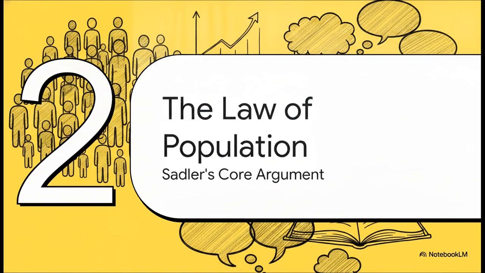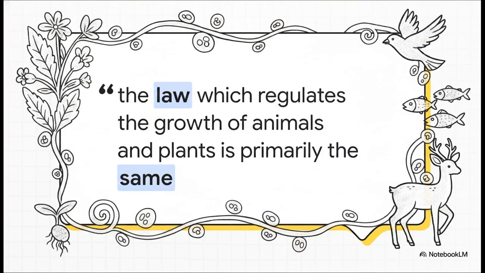Section 2. The Law of Population. Let's really unpack Sadler's core argument from that seminal 1830 book. Sadler viewed human reproduction not as some fluctuating economic variable, but as a universal law of nature. He basically wrote that the law regulating the growth of animals and plants is, at its core, the exact same as the law regulating human population. He firmly believed we're all bound by the exact same biological rule.